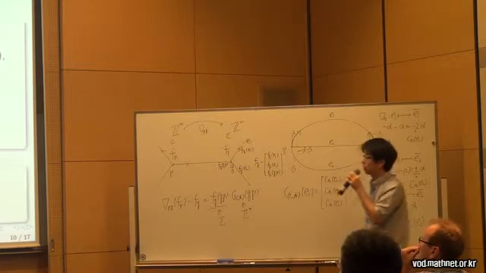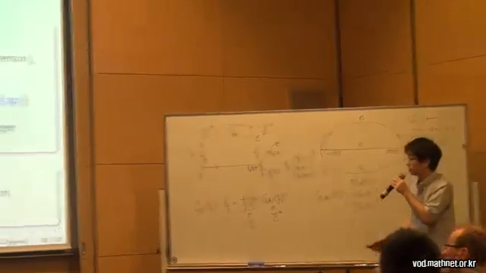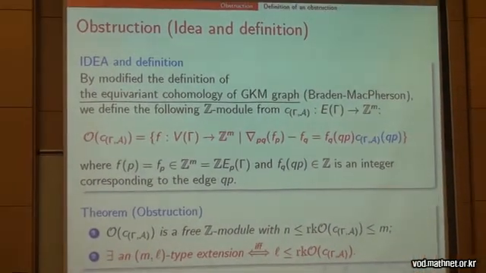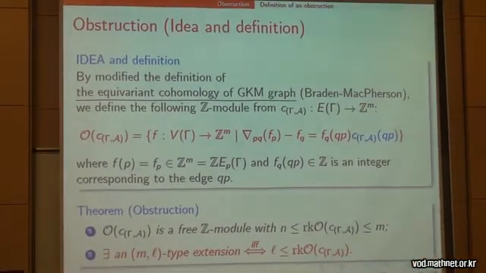Okay. So this is one of the main theorems of this talk. Now this Z module is actually a free Z module, whose rank is in the range from n to m. We assume gamma A is an m,n type GKM graph. There is an m,l type extension if and only if the rank of O C gamma A is greater than or equal to l. So it means that if this rank is n, then there is no extension. Okay, so this gives an obstruction from this theorem.